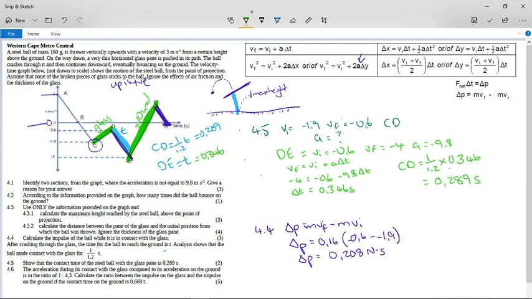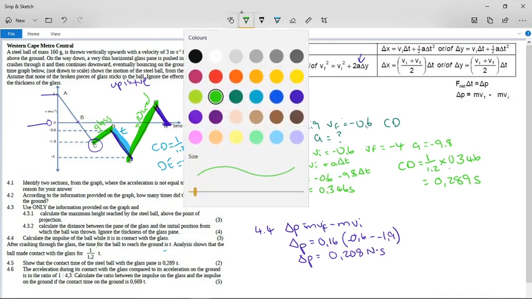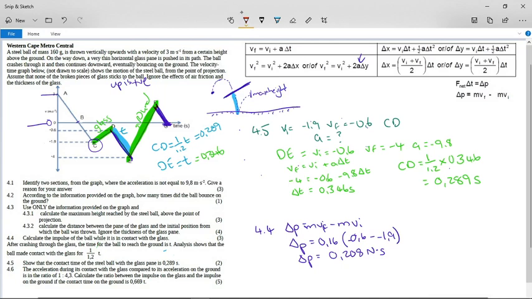Show that the contact time of the steel ball with the glass pane is 0,289 seconds. And because in the CD section the acceleration is not the acceleration due to gravity, you can't directly calculate it. You have to use this projectile part of the motion to figure out a time and then backtrack. Okay. So now the last other interesting part of the question.